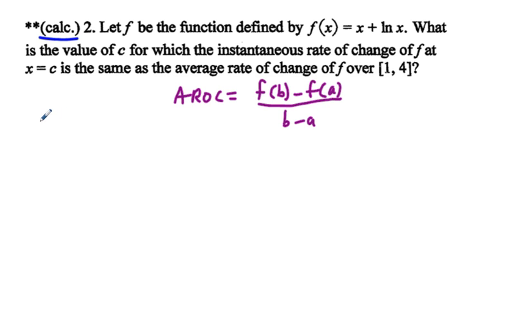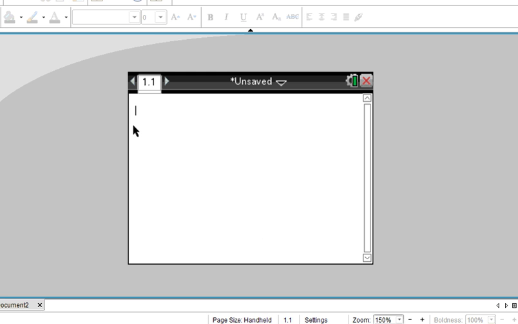And so f of b is going to be plugging in for this equation. Let's say a is 1, b is 4. So f of b is going to be 4 plus the natural logarithm of 4. Natural logarithm is really what power do we need to raise e to equal 4. And for that, we're going to go to our calculator, and we're going to get ln 4.